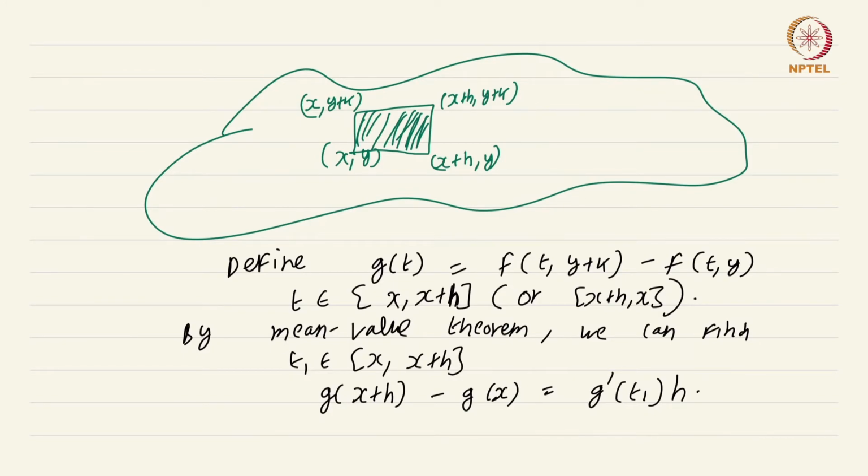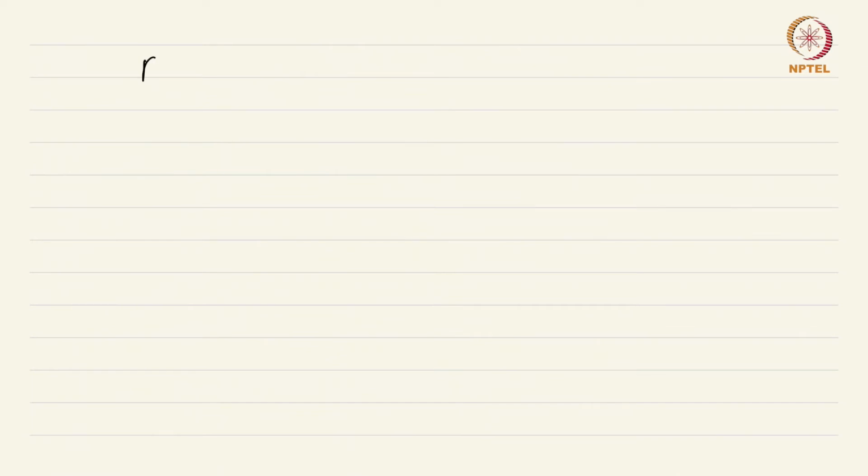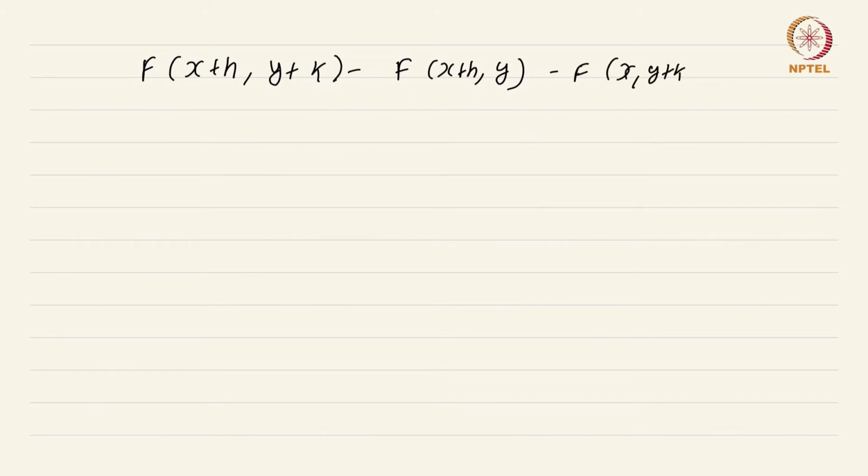So what have we done? Expanding out this definition of g of t, what we actually get is the following: f of (x plus h, y plus k) minus f of (x plus h, y) minus f of (x, y plus k) plus f of (x, y).